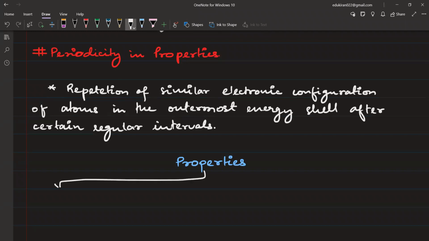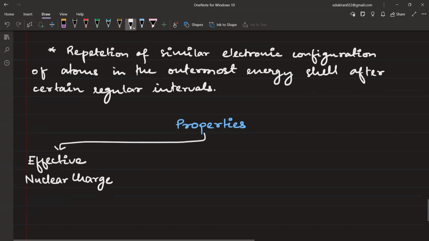First one is, please write, the Z effective or the effective nuclear charge. In NCERT, this effective nuclear charge has been mentioned in chapter 2 itself. But since it is more appropriate to write here, we are going to learn about this property in this chapter. It just mentions the effective nuclear charge. It does not tell you how it is increasing or decreasing, what the trend is.